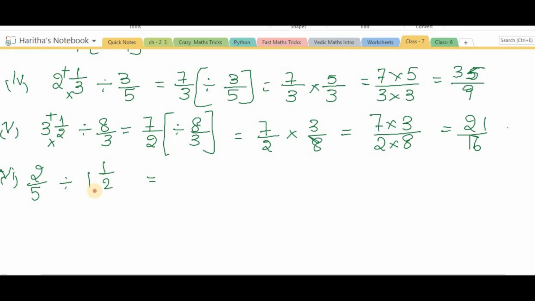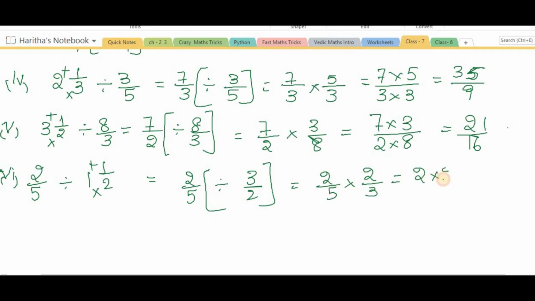So change this 1 1/2 into an improper fraction. 1 2 is 2 plus 1, 3. 2/5 divided by 3/2. So 2/5 into the reciprocal of 3/2, which is 2/3. As there are no cancellations, multiply numerators with numerators and denominators with denominators. 2 2s are 4 and 5 3s are 15.